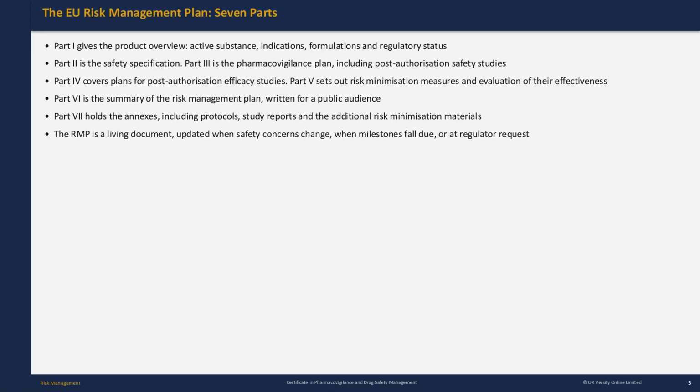The EU Risk Management Plan, 7 parts. Part 1 gives the product overview, active substance, indications, formulations, and regulatory status. Part 2 is the safety specification. Part 3 is the Pharmacovigilance Plan, including post-authorization safety studies. Part 4 covers plans for post-authorization efficacy studies. Part 5 sets out risk minimization measures and evaluation of their effectiveness. Part 6 is the summary of the risk management plan, written for a public audience.